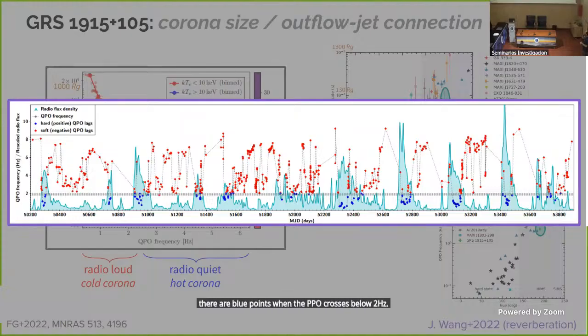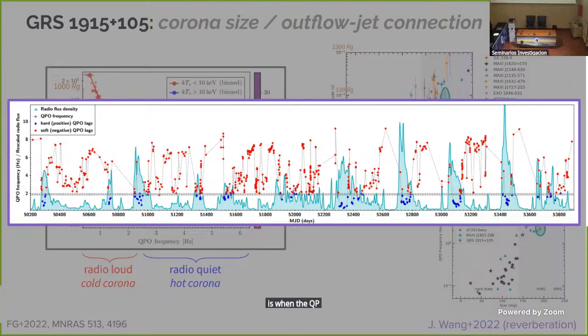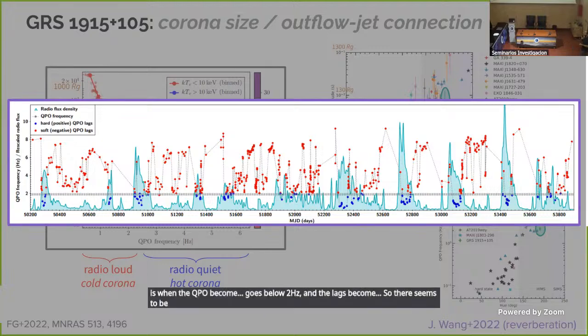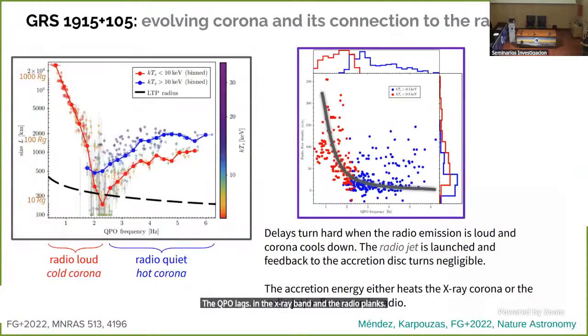And if you look now at the greenish curve below, that's the radio light curve across the 12 years. And you can see that every time there is a big flare in radio is when the QPO goes below 2 Hertz and the lags become hard. So there seems to be a connection between the QPO lags in the X-ray band and the radio flares.